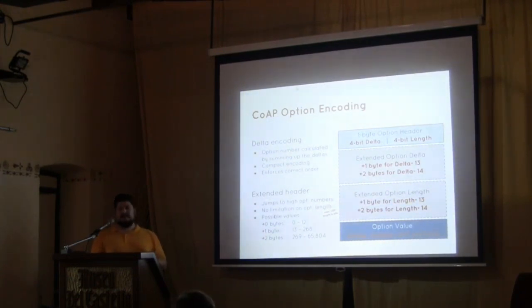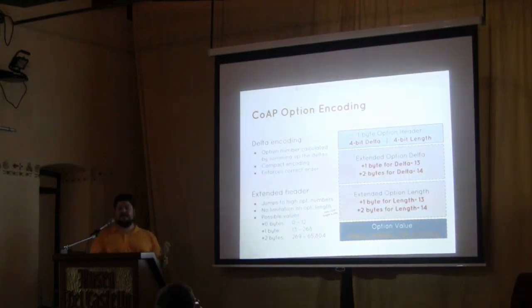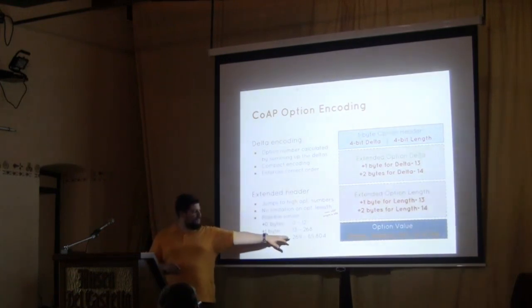But we need to be extensible, so there are some options that have a number beyond 10,000. And if we only have 4 bits, then we really have a problem. So we can actually encode something. If the delta, for instance, is 13, we know that there will be an additional byte that we can use to encode higher numbers. And if we use the value 14, we know there will be 2 bytes following, so we have a 16-bit integer that we can add.